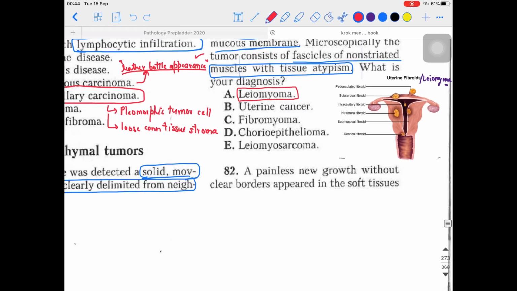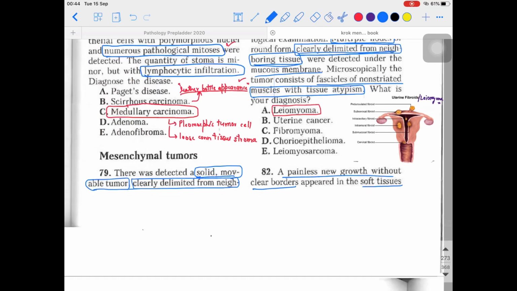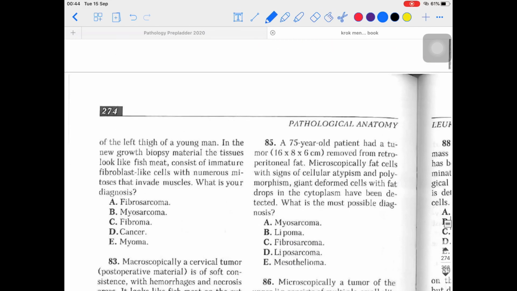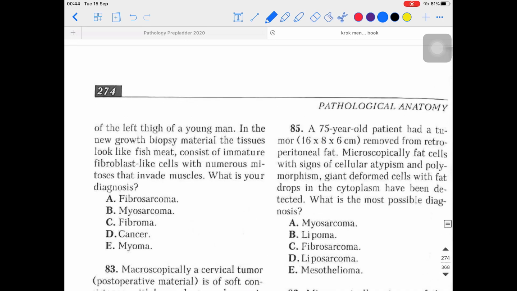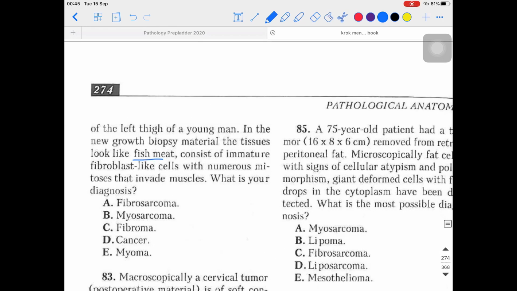A painless new growth without clear borders appeared in the soft tissues of the left thigh of a young man. In the new growth biopsy material, the tissues looked like fish meat, okay, and consist of immature fibroblast-like cells with numerous mitoses that invade muscles. So two things you need to look at over here: first, they are talking about the fish meat, and secondly, the immature fibroblast cells, and one more thing, third, the numerous mitoses that invade the muscles.